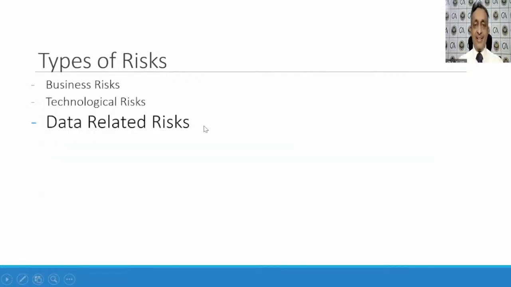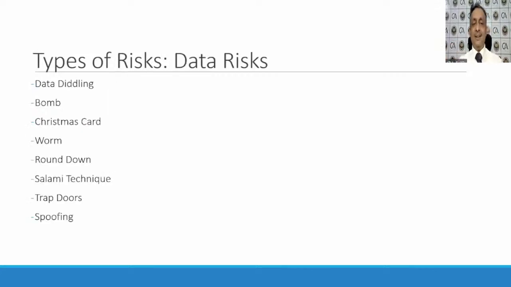Then data related risk. Let me complete data related risk, then I'll go to your answers. Types of data risk. I'll just give one line definitions. If you feel a word is not clear, ask me again. One or two we'll do practically. I'll do with you practically here. Okay. How does it work?